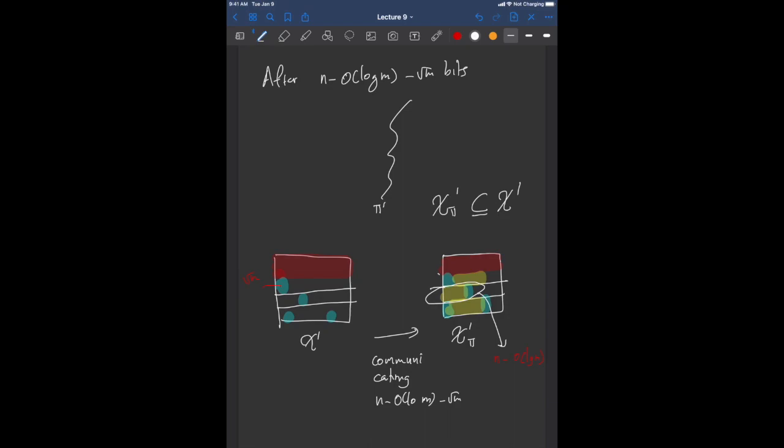We had n bits of information in every unrevealed row. Sorry, n minus square root m bits of information in every row. The cleanup plus the communication only takes up n minus order log m bits. So how many bits are remaining here? We know that the players do not know at least order log m bits of information, right? In an unrevealed row, this is only about an unrevealed row.